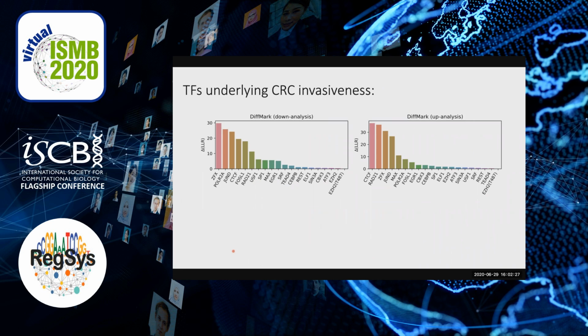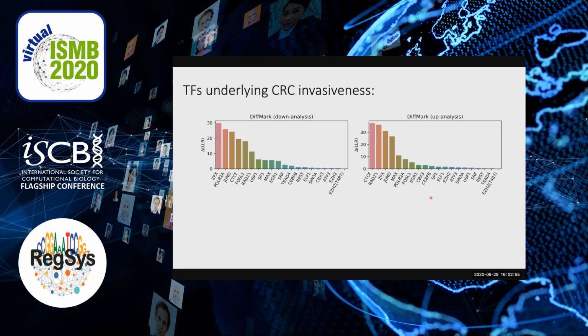Now, let's take a look at the relevance of the 20 TFs in this study to colorectal cancer progression. As we perform 2 separate analyses for downregulated and upregulated genes, we have 2 rankings, as shown here. On the left, the ranking of TFs affecting progression through downregulated genes, and on the right, the ranking of TFs affecting progression through upregulated genes are represented.